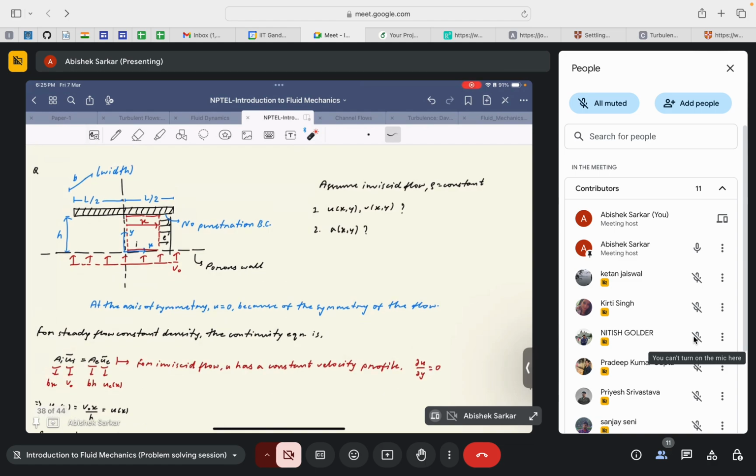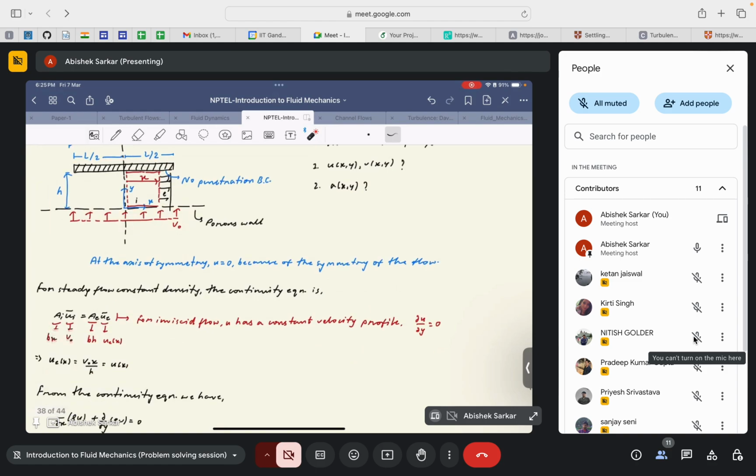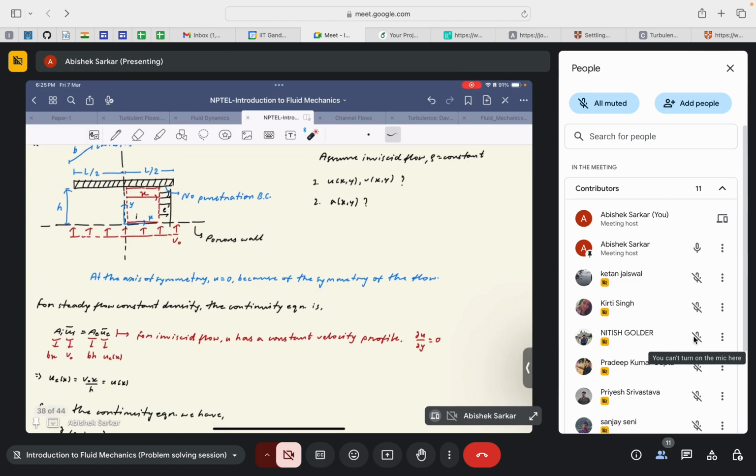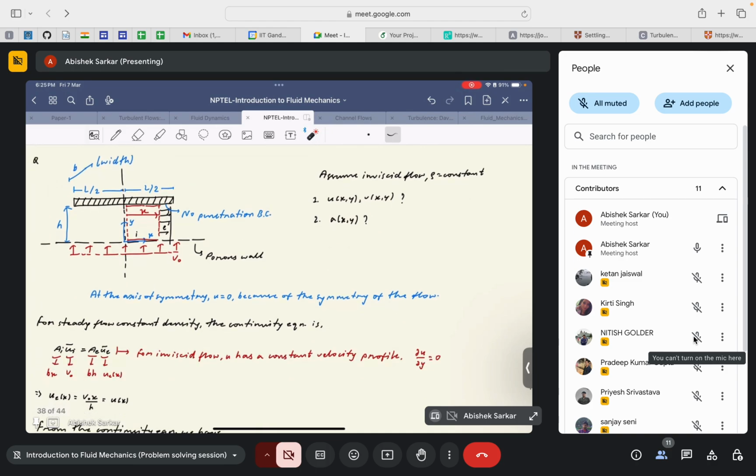So the question is, given this scenario and the geometry, find the expression for the x component of velocity and the y component of velocity, and correspondingly find the acceleration. Here we have the inlet velocity as V0, the length of the plate being L, the plate placed at a height of h, and the width of the plate being b. These are already given, and it's given that the flow is a steady flow with constant density.